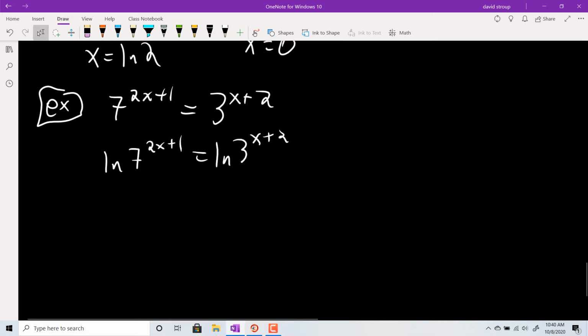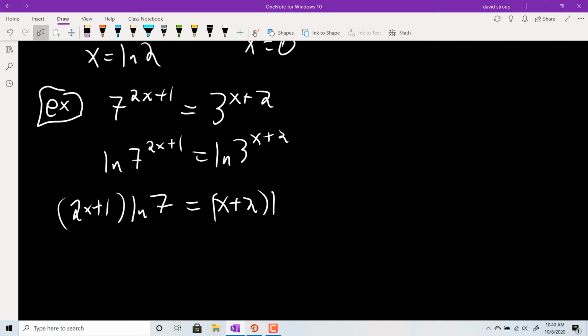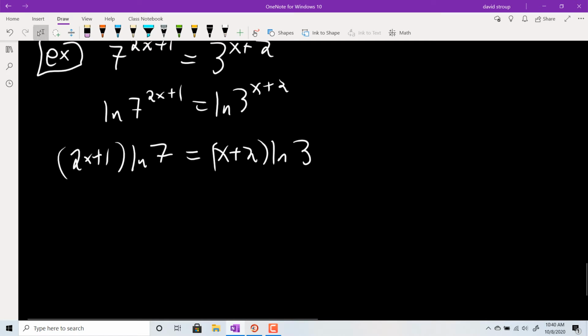Then I'm going to pull down their exponents. And I have to put it in parentheses like this. Okay. Then I'm going to distribute the ln 7. On the other side, distribute the ln 3.